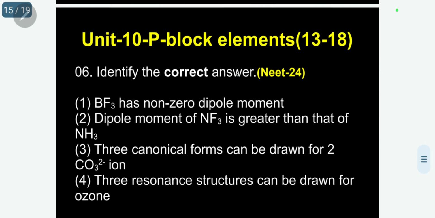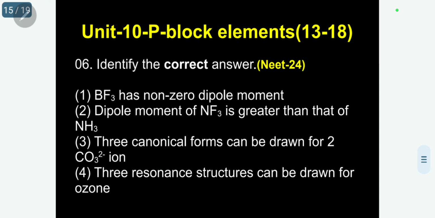Okay, next question, number 6. Identify the correct answer. NEET 24. 1. BF3 has non-zero dipole moment. 2. Dipole moment of NF3 is greater than that of NH3. 3. 3 canonical forms can be drawn for carbonate ion. 4. 3 resonance structures can be drawn for ozone.